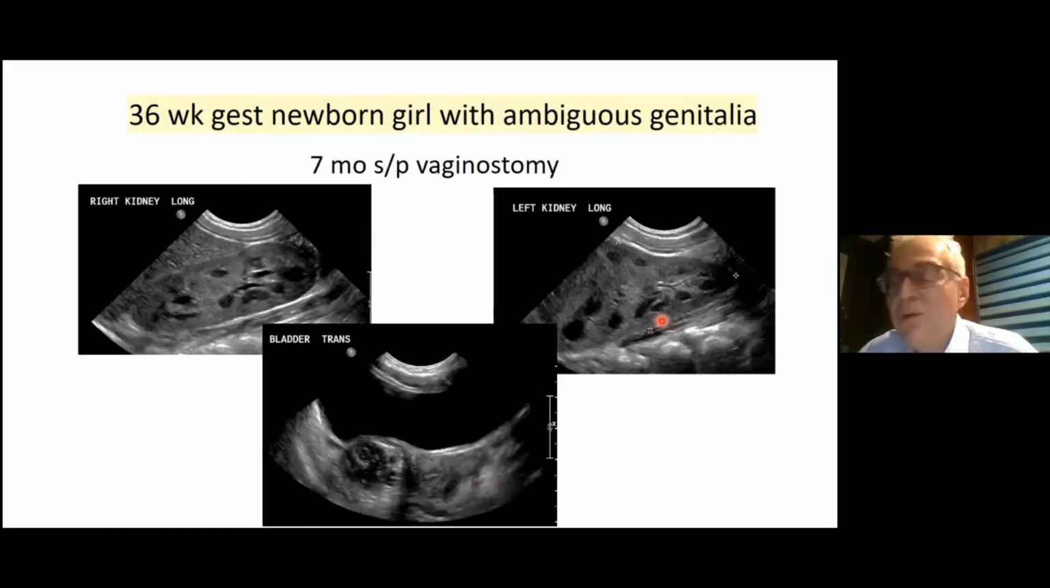This is after a vaginostomy. That's the only surgery she had initially to get her out of trouble in the nursery. Later on, she had a colostomy, reconstruction, etc. But this is the right kidney, left kidney, and the bladder now looks much more normal. You don't see the fluid collection behind it.